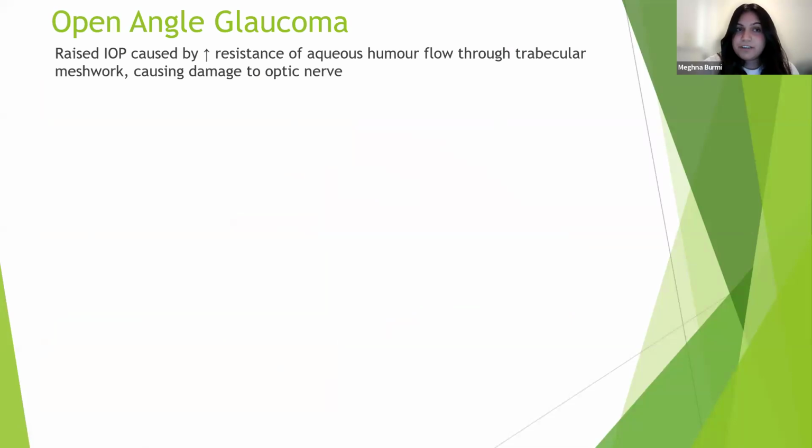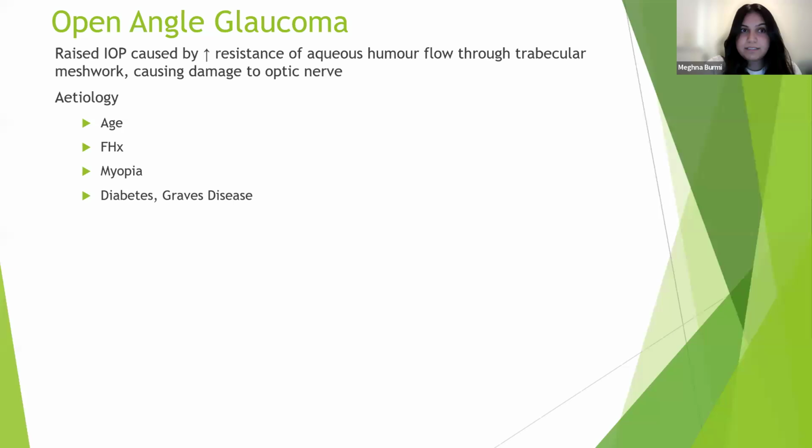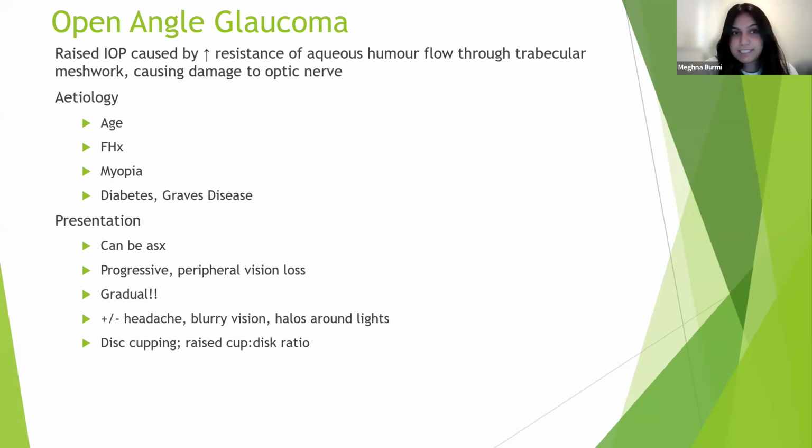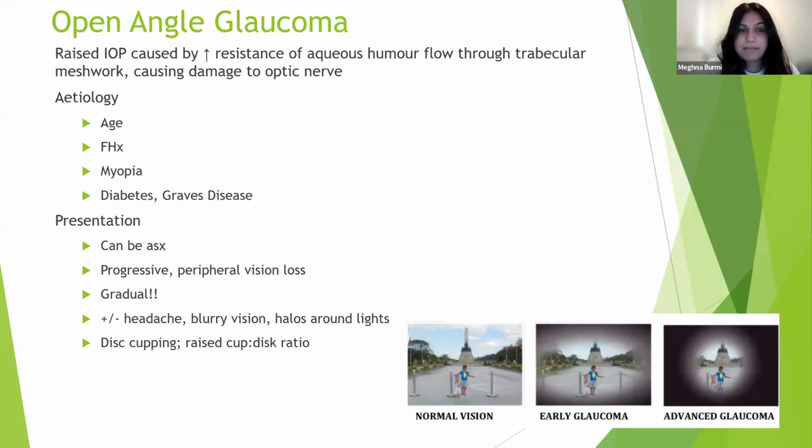So raised intraocular pressure caused by increased resistance of aqueous humor through the trabecular meshwork, and this over time causes damage to the optic nerve as well. And this happens over months and years. Etiology, risk factors: increasing age, family history, myopia, diabetes, Graves' disease. Presentation. So it can be asymptomatic.